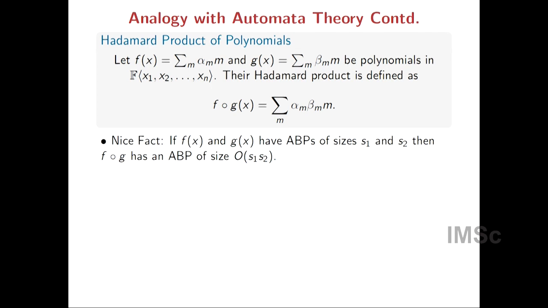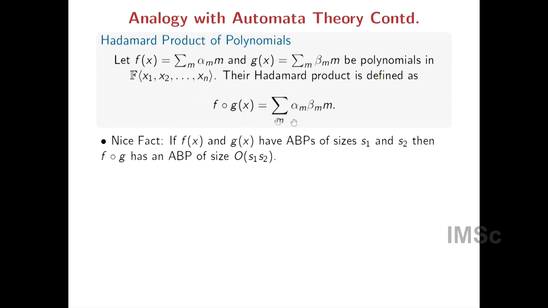Okay, so what is it in the world of non-commutative polynomials that is an analog of a regular language intersection context-free language being context-free? It's the Hadamard product. If you give me two polynomials f and g, the coefficient of the monomial m in the Hadamard product is just the product of the coefficients of m in f and g. And the nice thing is that, just like the intersection of two regular languages is regular, the Hadamard product of two polynomials which have small algebraic branching programs of sizes S1 and S2 has size essentially order S1 times S2.